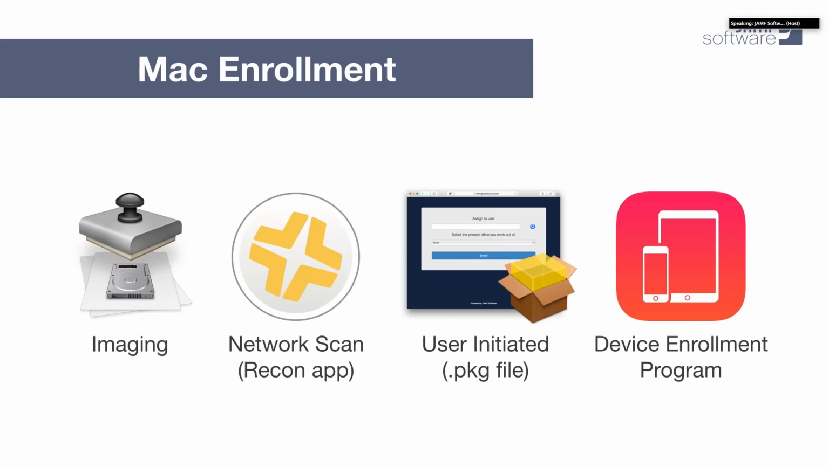On the Mac, very similar too. You've got, again, DEP for automatic enrollment, and you've got user-initiated enrollment via a URL. But on the Mac, you can also do imaging, where you can bake it right into the image that you do. Or you can also scan a network, and that's our Recon app. So you can scan a range of IP addresses to find Macs that are not enrolled, and then enroll them remotely.